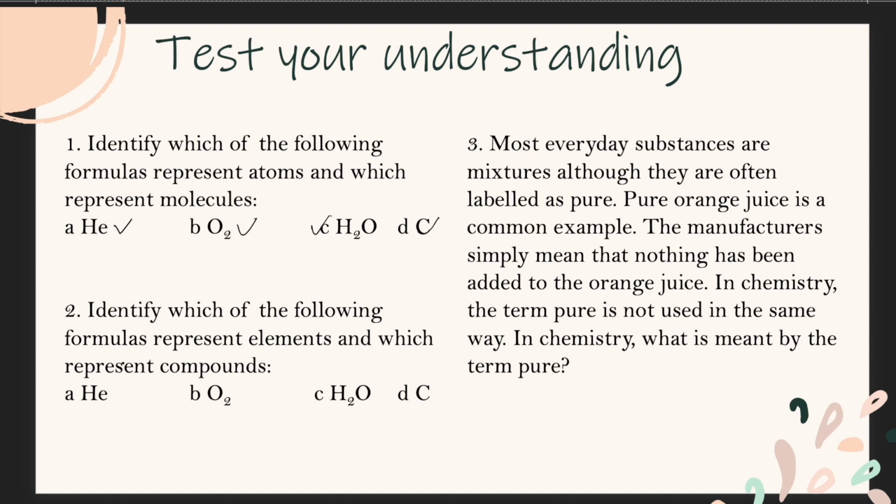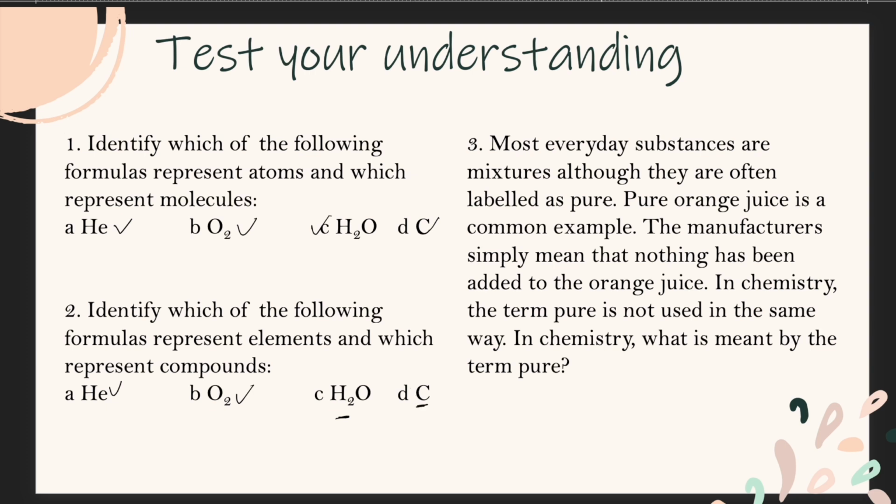And identify which of the following formulas represent elements and which represent compounds. Element, also this one, because it's just one type of atom. And this one, also an element, one type of atom, only oxygen. And this one is a compound. And this one is an element.